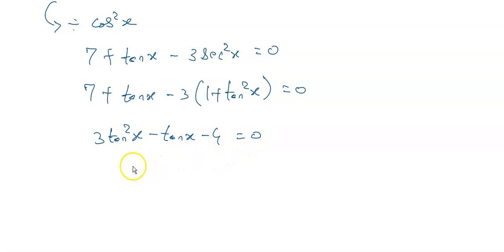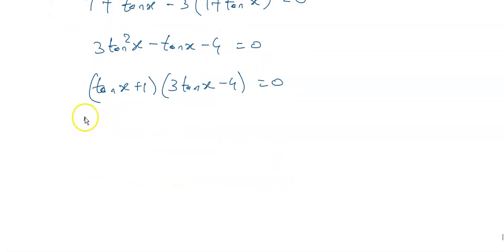Just manipulation. Now this is quadratic in tan x, let us solve it, its roots will come. So one root I can see is +1. No, not +1, it should be -1. So tan x plus 1 will be a factor of this. The other factor should be 3 tan x minus 4 is equal to 0. So from here I get tan x is equal to -1 or tan x is equal to 4 by 3.